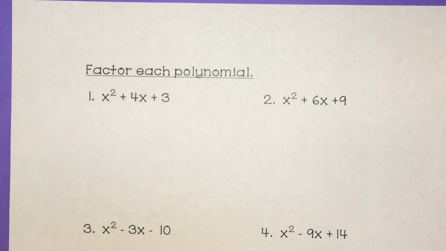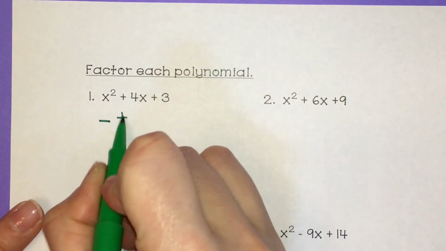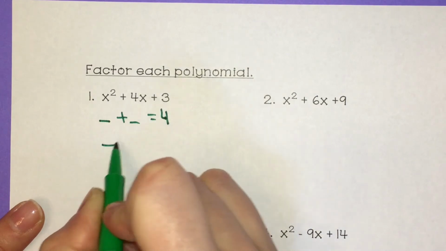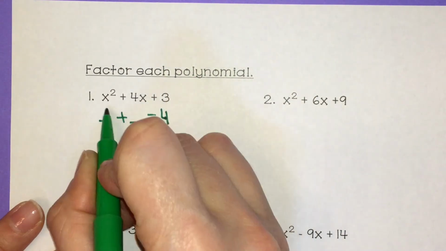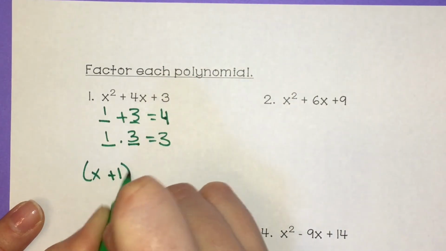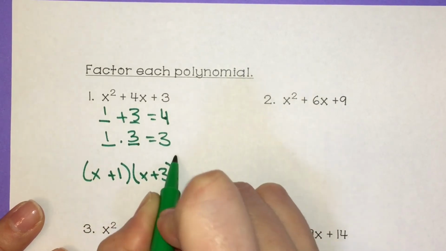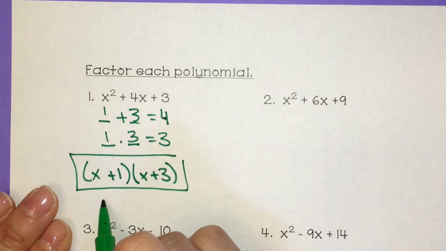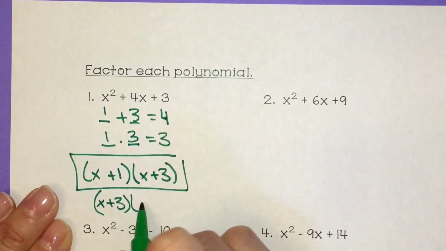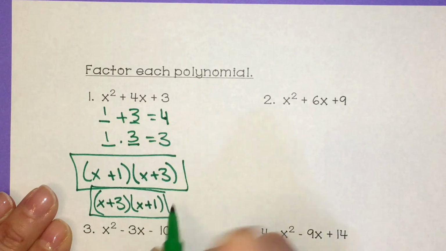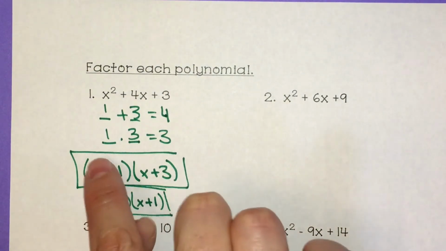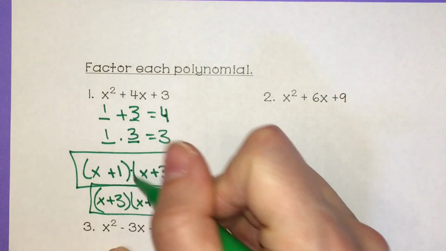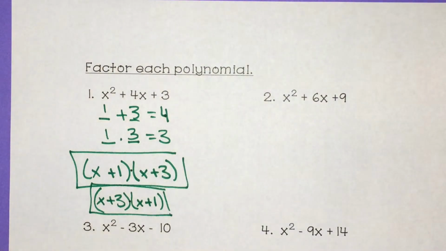All right, so this first one, we need to add 2 numbers together to equal 4, multiply them together to equal 3. My numbers that I'm going to choose are 1 and 3. That means it's x plus 1 times x plus 3. If you wrote this as x plus 3 times x plus 1, that's the exact same thing. Because these 2 parentheses are multiplied together, you can reverse the order that they're in. Just moving the parentheses themselves, because in multiplication, you can reverse the order.